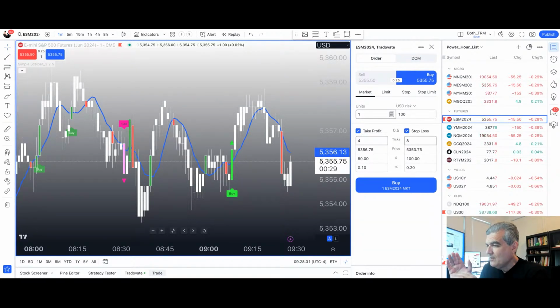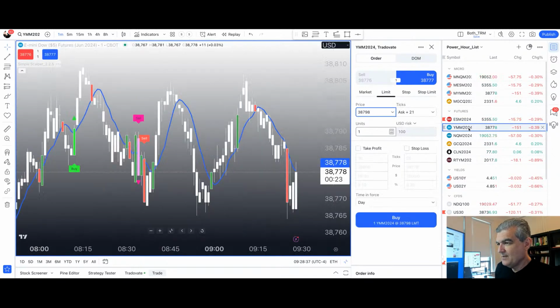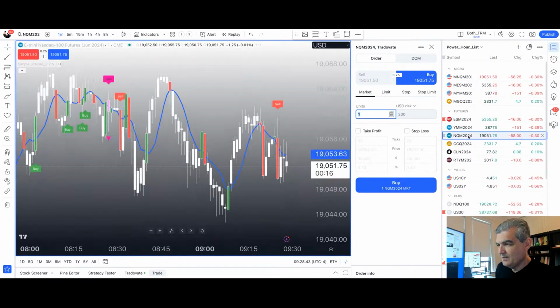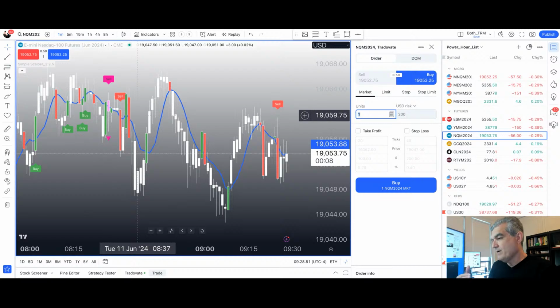Now, what's really cool is that in addition to the continuity setup, I'll just cycle through and we'll see what's setting up. There's nothing setting up on S&P, nothing setting up on the Dow, nothing setting up on NASDAQ. Well, NASDAQ already had its single sell sequence. Now, NASDAQ is actually a great example for my reversal setup, my counter trend setup.